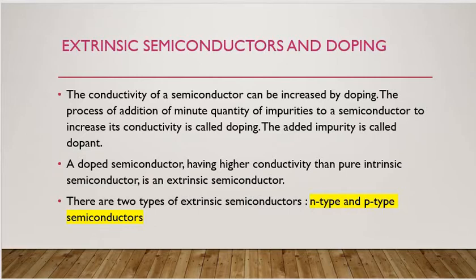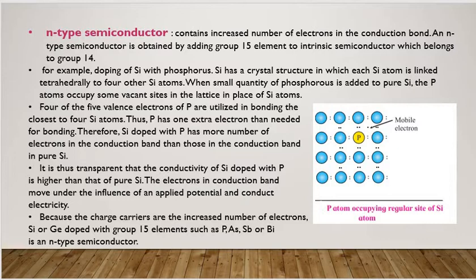A doped semiconductor having higher conductivity than pure intrinsic semiconductor is an extrinsic semiconductor. There are two types of extrinsic semiconductors. Number one, N-type, and number two, P-type semiconductor. Now, what is N-type semiconductor? N-type semiconductor contains an increased number of electrons in the conduction band.